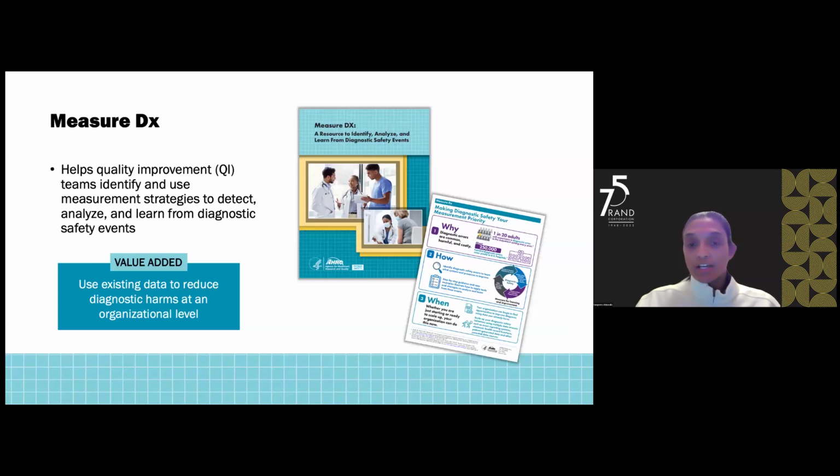MeasureDx, as I mentioned, designed for QI or patient safety teams, aims to help sites use data that they already collect as part of their QI work to identify diagnostic safety events and then learn from those events what systems and processes could be improved. It guides teams through 4 steps.